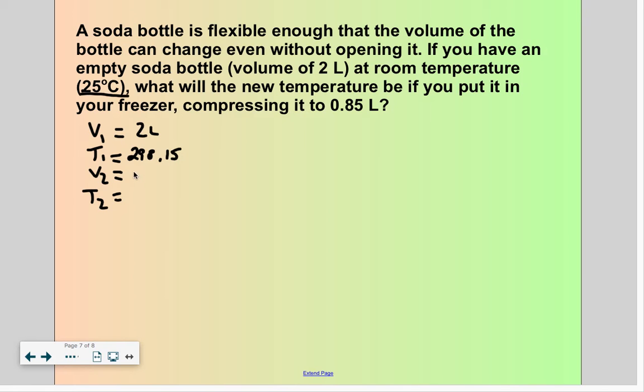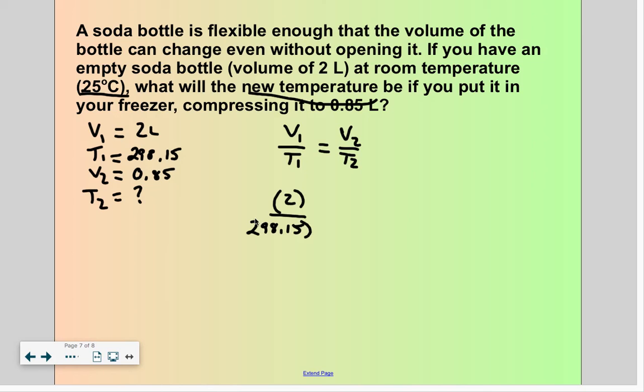All right, V2, you're at 0.85 liters, and naturally we are looking for the new temperature, which would be T2. So this is Charles' law: V1 over T1 equals V2 over T2. Just plug them in. 2 over 298.15 equals 0.85 over T2.